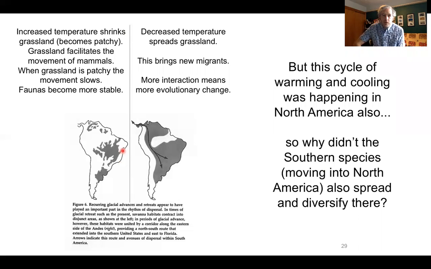We might also have the situation where decreased temperature spreads grasslands. This brings new migrants. More interactions means more evolutionary change. So we could think that the change in number of species and the difference between north and south is due to evolutionary change and movement of grasslands. But this cycle of warming and cooling also happened in North America. So if this is what's causing the diversity of northern species in the south, why didn't this pattern also increase southern species moving into the north? Why didn't they also diversify there?